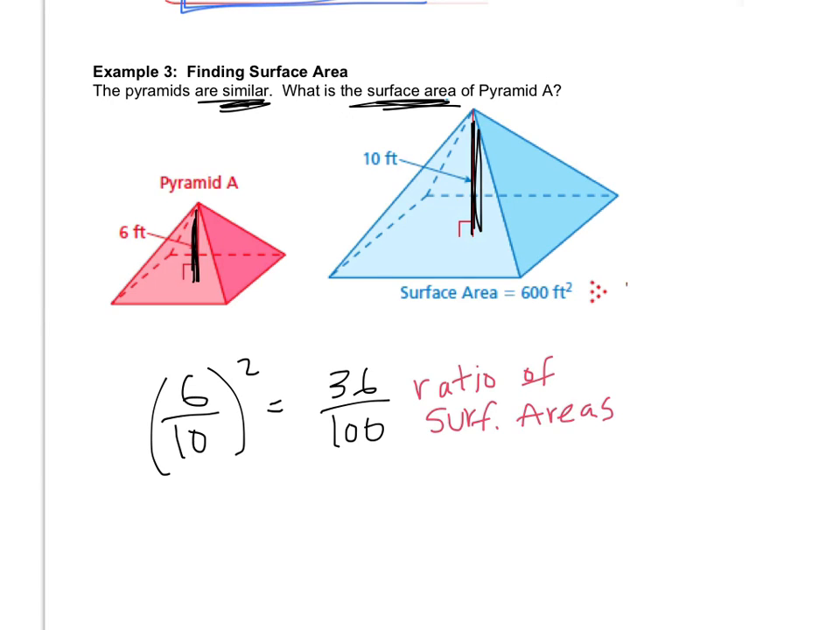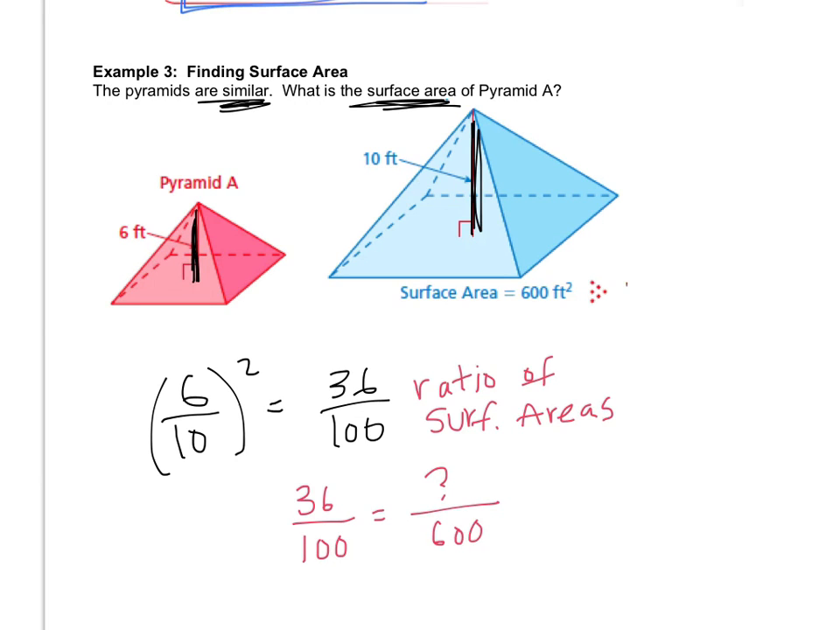This is just the relationship of their surface areas. So now I'm going to take this ratio, 36 over 100, and now I'm going to say, well, it's not actually 36 and it's not actually 100. It's actually something I don't know over 600.